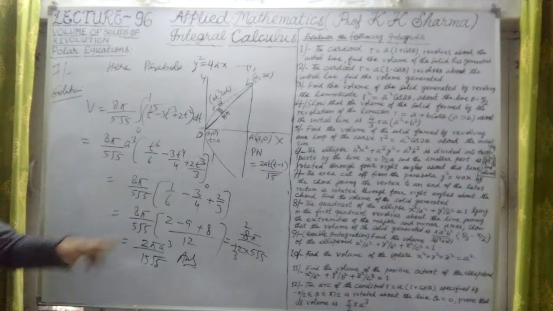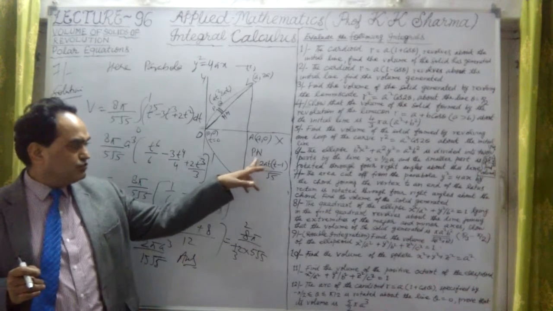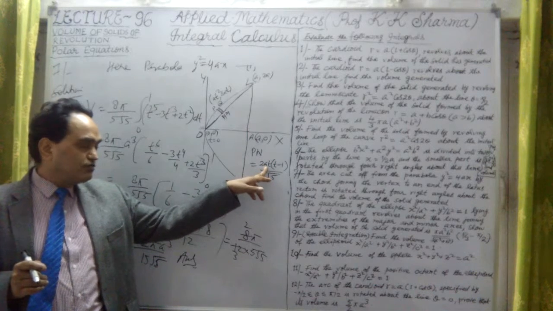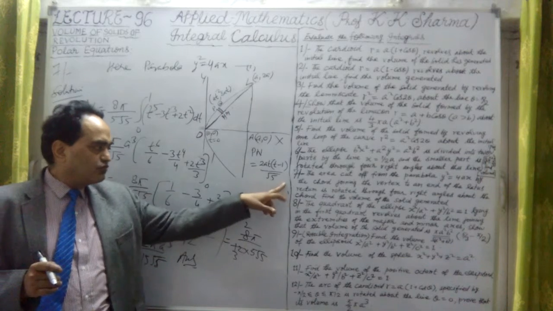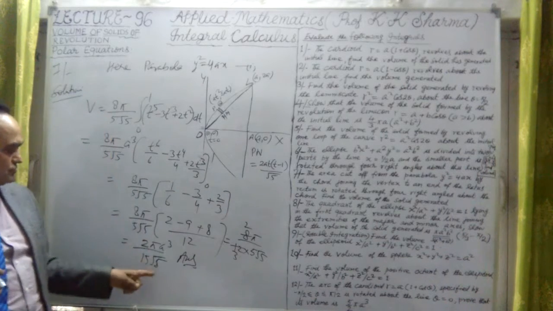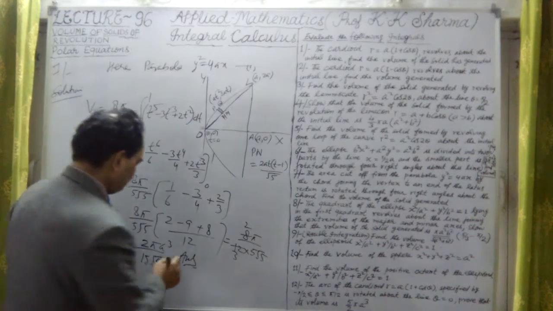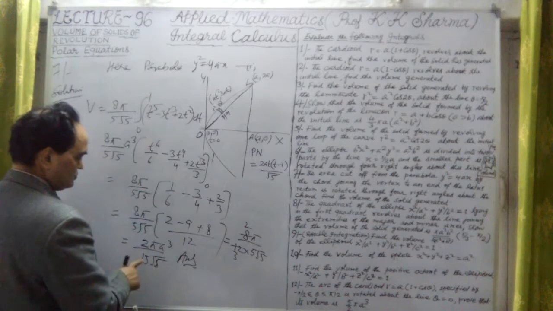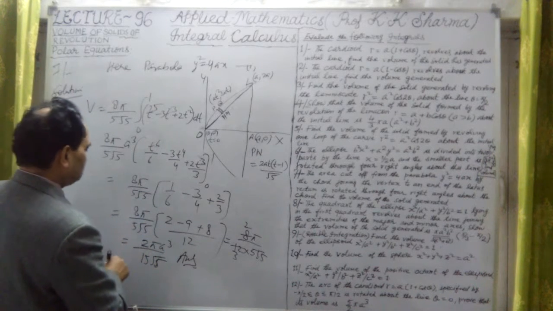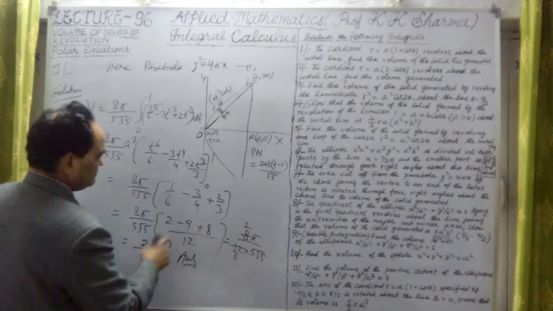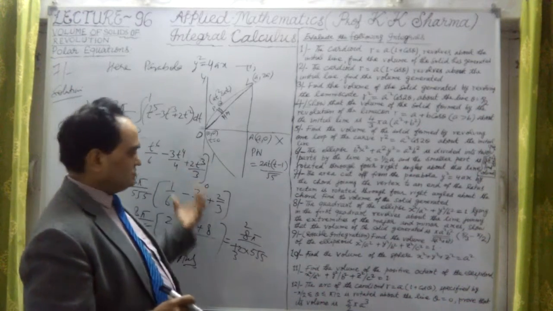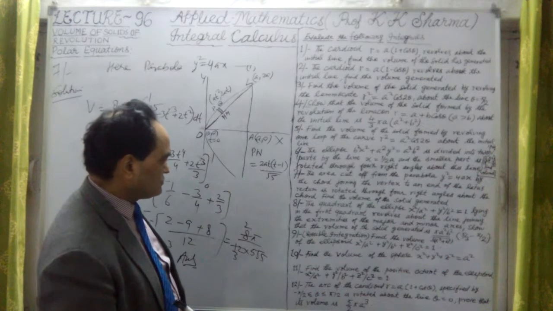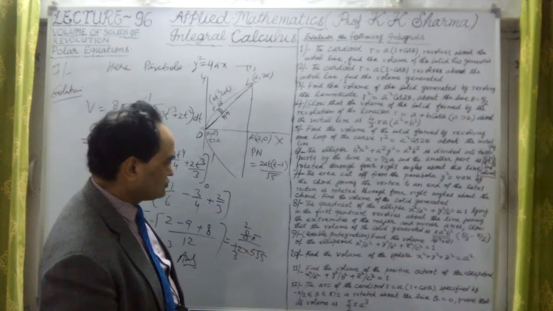a³ is coming because here it was a². We have to do PN², so it is twice a, 4a²t². So a³ we took outside. I think that I just forgot. This is 2πa³ upon 15√5. Some mistake is there, no problem. But the answer is this. This solution is there. Okay, so this is the question.